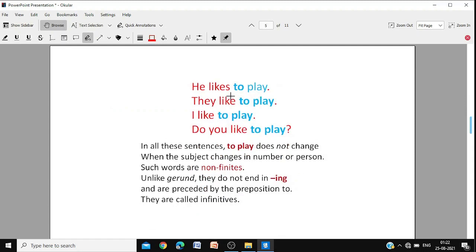Now look at these sentences. He likes to play. They like to play. I like to play. And do you like to play? It can be he, it can be they, it can be I, it can be you. To play does not change. This will change, this is a finite verb. Likes will become like. But to play does not change. Whether you change the subject in number or in person, these words are called non-finite verbs.